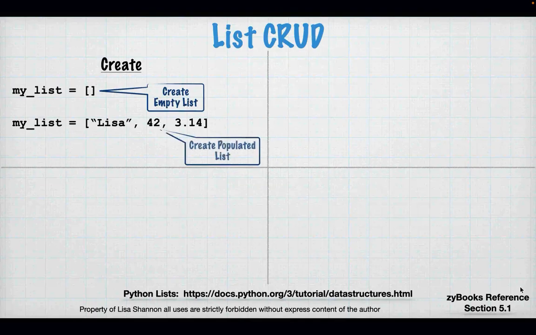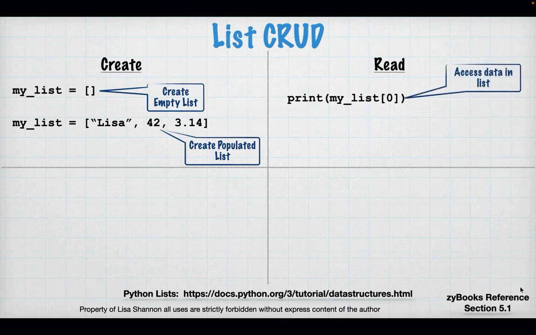Or you can create a list with things in it, populated. That just has an open square bracket, some data, whatever you need to put in there. Each element is separated by a comma. Now we've seen this, and in this class, we're going to take it one step further and have lists of lists. So we're going to have nested lists, and that'll be the new list stuff this time.